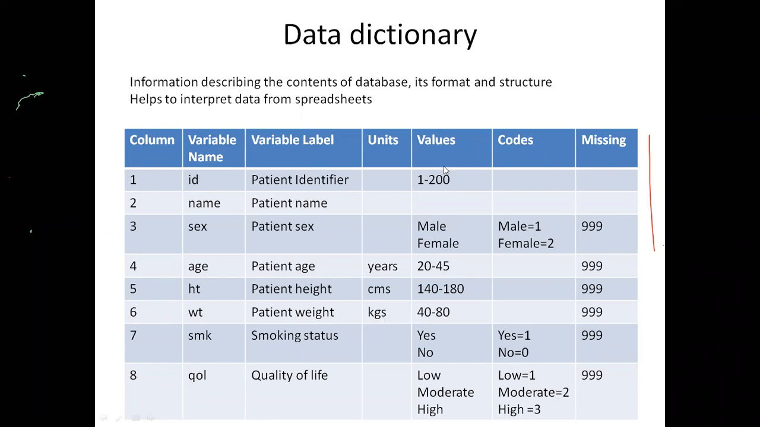And the fifth column is quite an important one, where you say what the expected values for the variables are, right? So gender is just male and female.